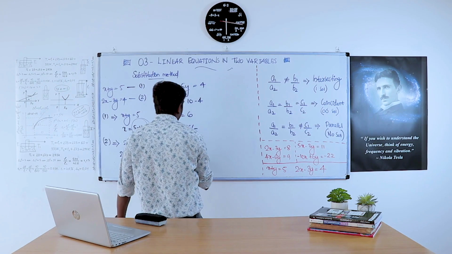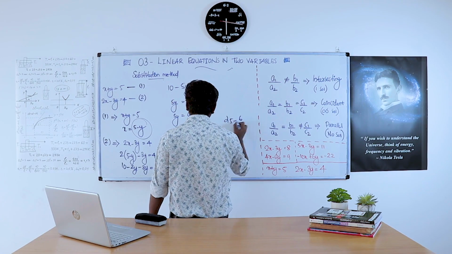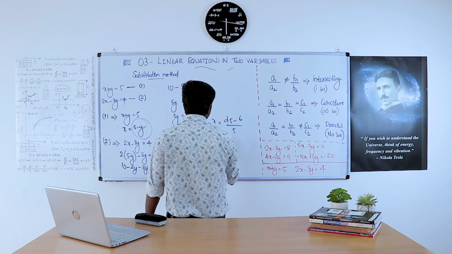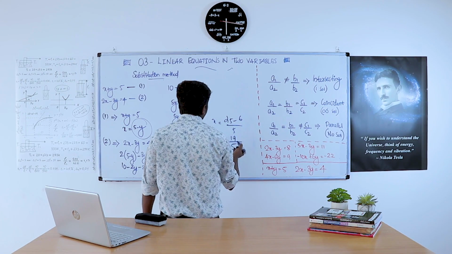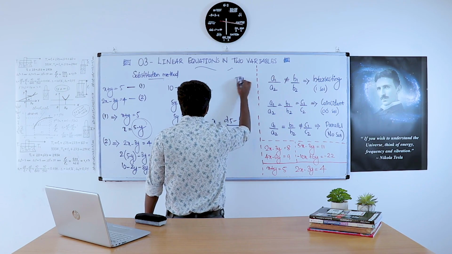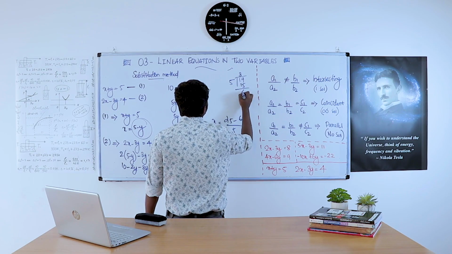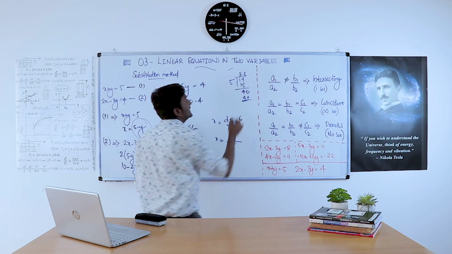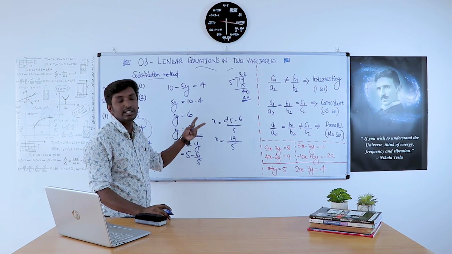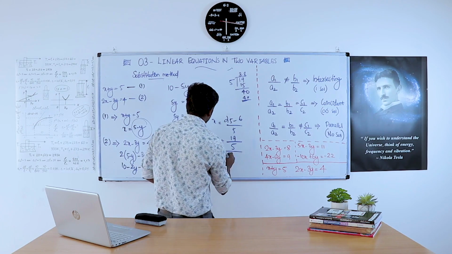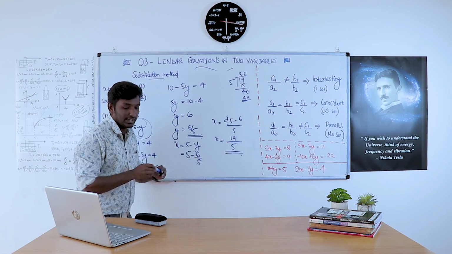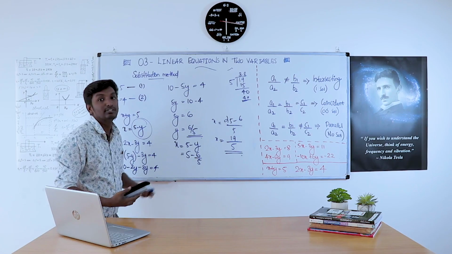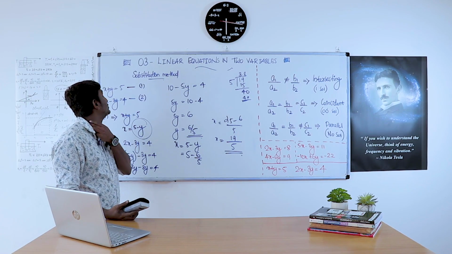Cross multiply. 5 into 5, 25, minus 6, divided by 5. That is x is equal to 25 minus 6, which is 19 by 5. What is the value of 19 divided by 5? 5 into 3, 15, remainder 4. Add a zero: 8 into 5, 40. So it is 3.8, approximately in between 3 and 4, which we also got in the graph. So 6 by 5 and 19 by 5 are the values of x and y. This is the method of substitution.